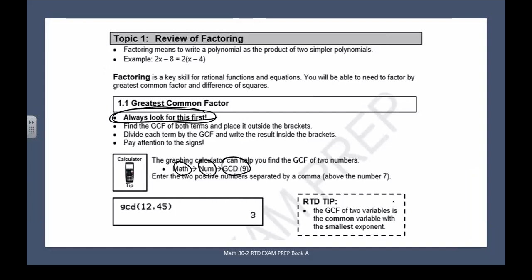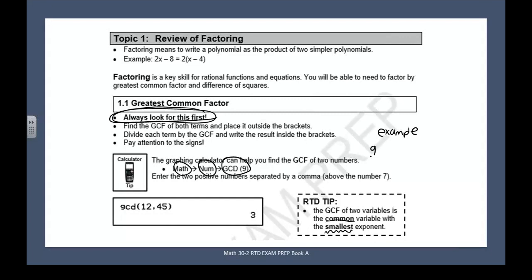And then the other greatest common factor is the variable. So the greatest common factor of two variables is the common variable with the smallest exponent. Let me show you an example of that.